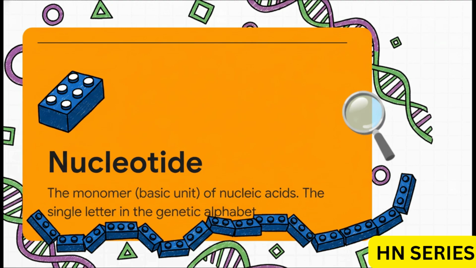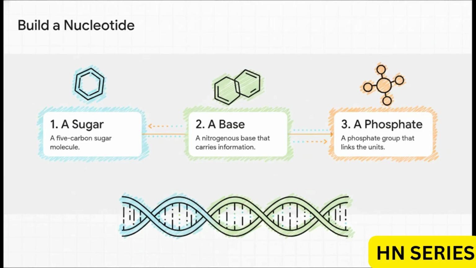Seriously, think of it like one single Lego brick. By itself, it's not much. But when you start linking millions of them together in a very specific order, you can build something unbelievably complex. And here's the cool part. Every single one of these nucleotide bricks is made from the exact same three pieces. You start with a sugar molecule, you stick on something called a nitrogenous base, and then you attach a phosphate group. That's it. It's always the same recipe: sugar, base, phosphate.